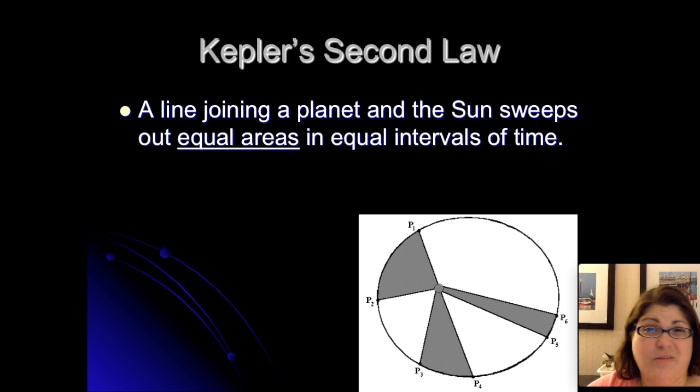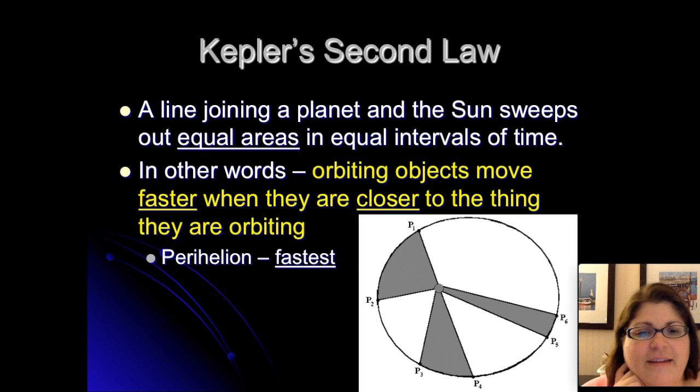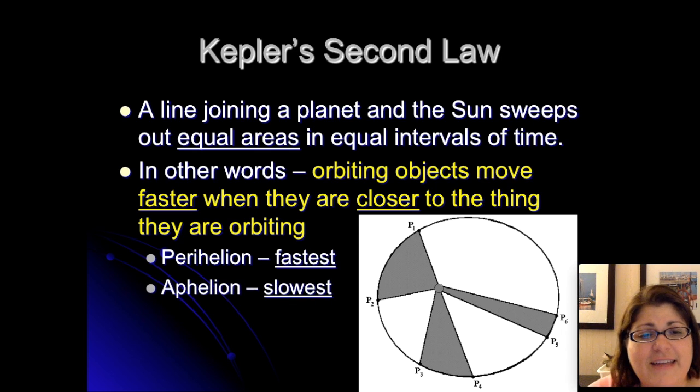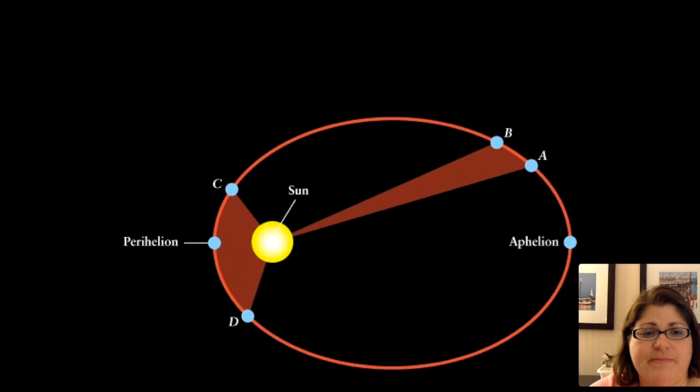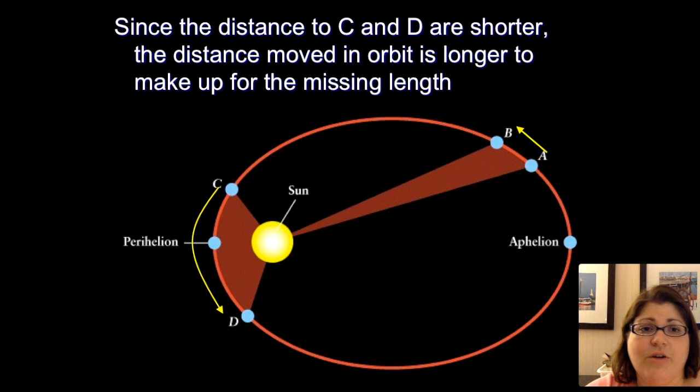So if we talk about the speed that you would drive in your car, if you travel 60 miles in 1 hour, you're moving a lot faster than if you travel 10 miles in 1 hour. And so this is like moving a greater distance in the same given amount of time. So another way of describing his second law is that planets move faster when they're closer to the thing that they're orbiting. Consequently, the planet is moving at its absolute fastest when it's at its perihelion position and its absolute slowest at its aphelion position. So once again, it's going to move faster from C to D than it is from A to B, but both of those will occur in the same amount of time.